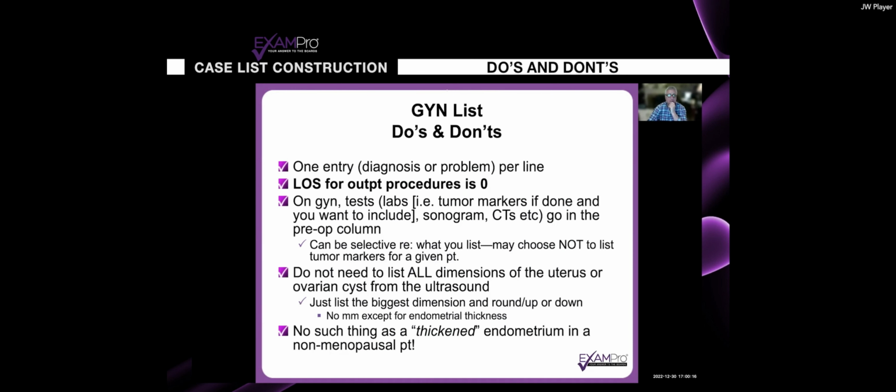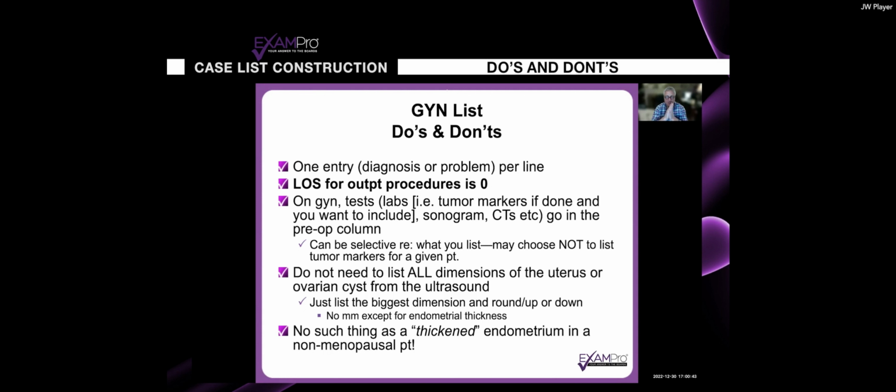All right. So one entry, diagnosis, or problem per line. Don't put abnormal uterine bleeding, pelvic pain all as one big run-on. It's very difficult to read in that case. Your length of stay for outpatient procedures is 0. On GYN tests, so labs like tumor markers, if they were done, and if you want to include sonograms and CTs, they go in the pre-op column.